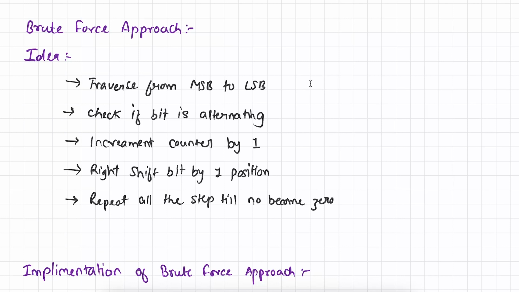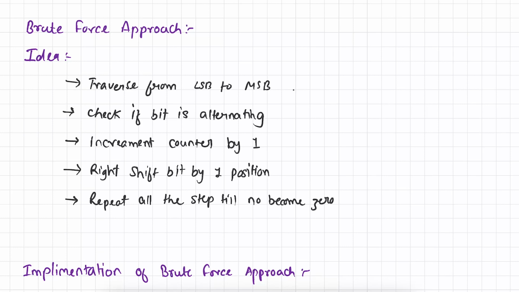The idea is pretty simple. We simply traverse both the numbers from least significant bit to most significant bit. In each iteration, we check if the bit is alternating or not. If we find that the bit is alternating, we simply increment the counter by 1. After that, we right shift by 1 position so that we can check the next bit. We repeat all these steps till the number becomes 0. And we already know how to right shift using the bitwise operator. Okay, so this is the basic idea.